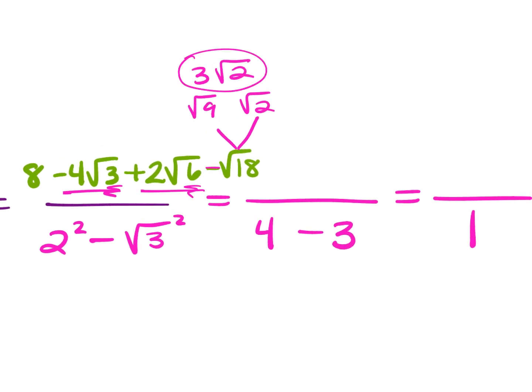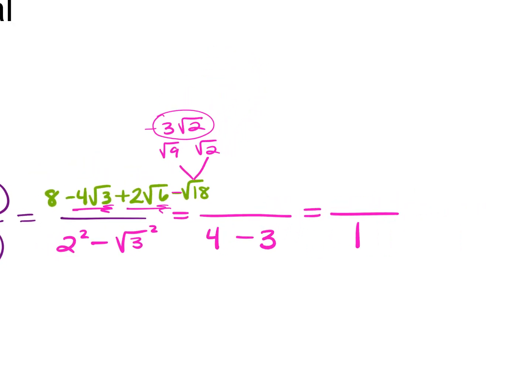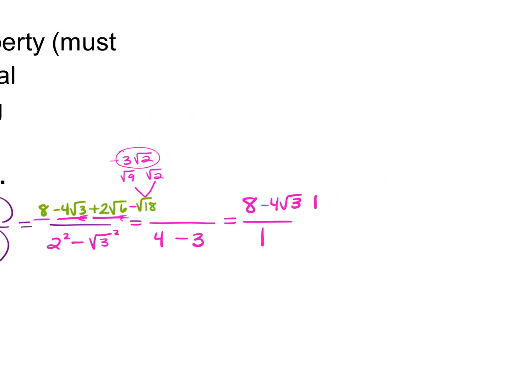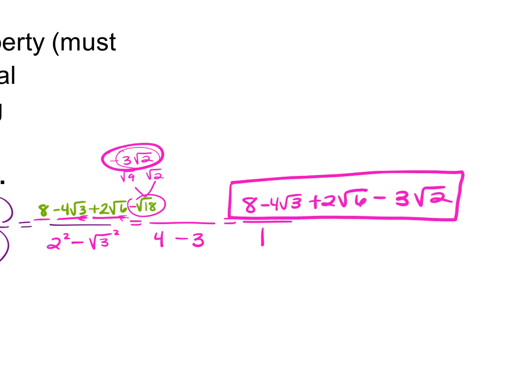Okay, and that's subtraction. So this is going to be, and we're just going to write this down because this will be our final answer, 8 minus 4 rad 3 plus 2 rad 6 minus 3 rad 2, right? That came from this guy, from the square root of 18. That whole thing is over 1, which means you can ditch the 1 and just write your answer like that.